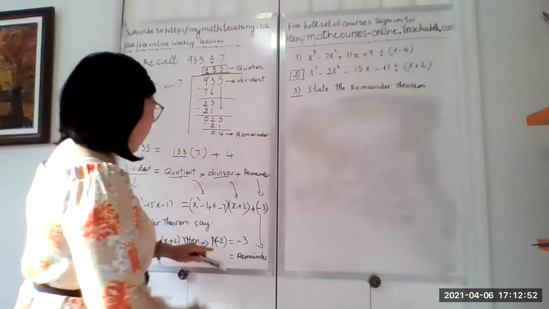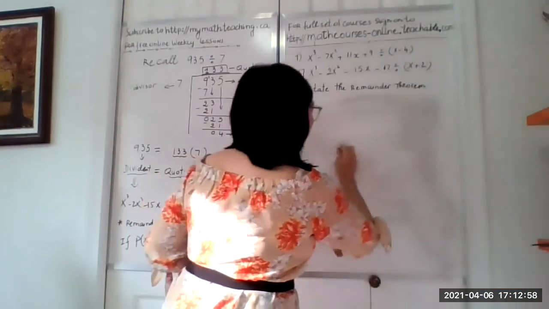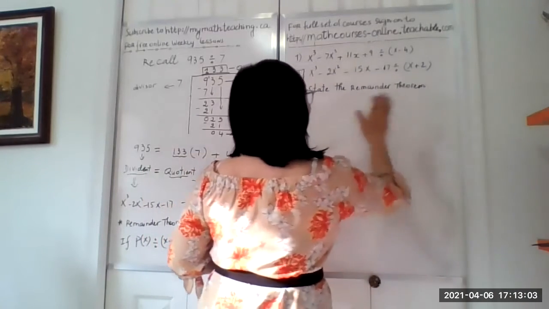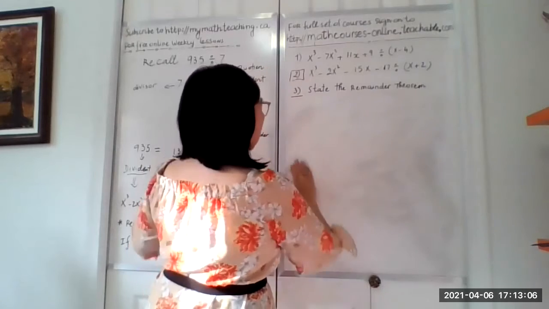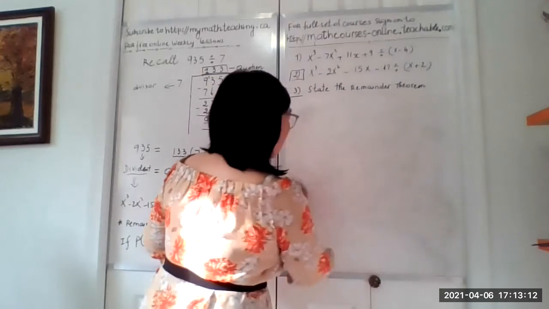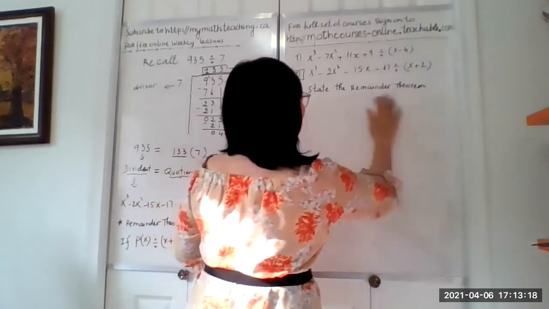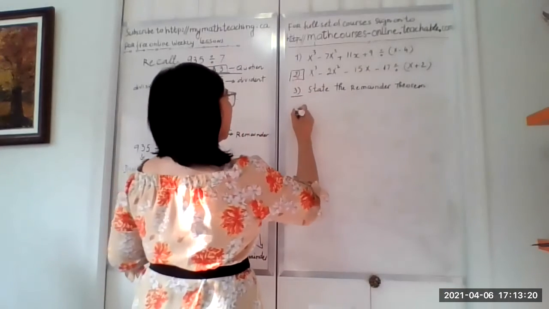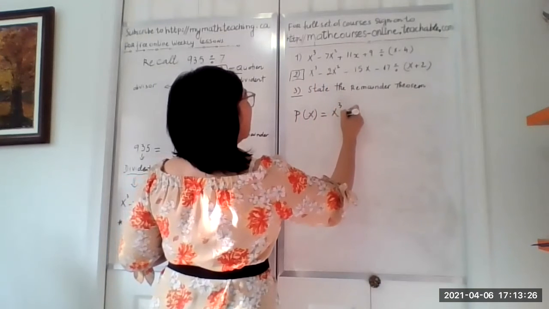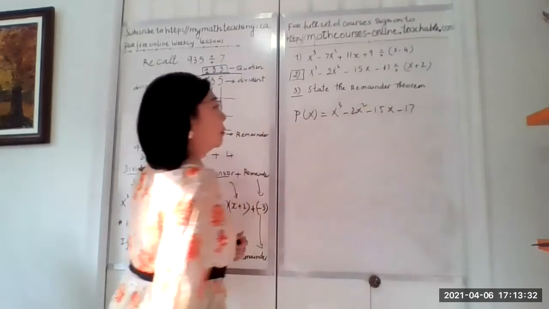I'm going to write out our polynomial function here. Our polynomial function is number 2. We want to focus on number 2 and ignore number 1. So p of x is x to the power 3 minus 2x squared minus 15x minus 17.